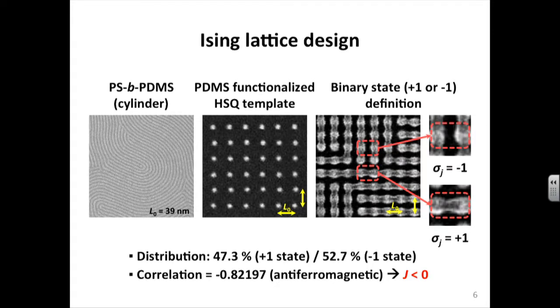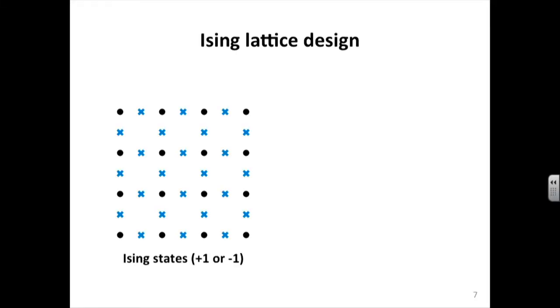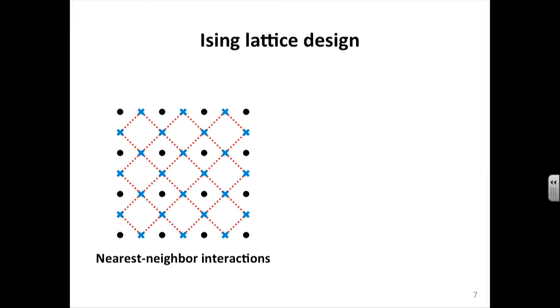We measured the distribution of +1 and -1 states to be close to 50-50, and the correlation between adjacent states to be close to -1, indicating anti-ferromagnetic interactions, or a negative value of J. To summarize the Ising lattice setup, we first have the 2D post-lattice template. The Ising states were defined at the center of each pair of adjacent posts. Then there must be interactions between nearest neighbor states, because nearest neighbor states in this setup are physically connected to each other at the post location through the PS or PDMS domain.